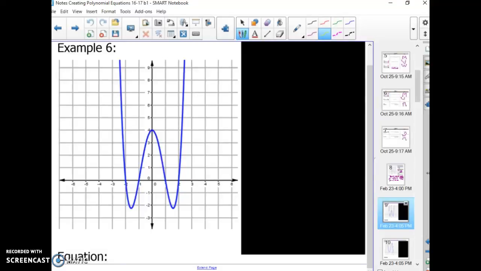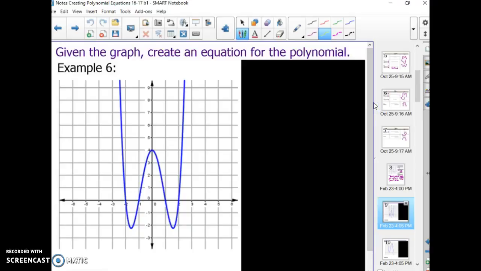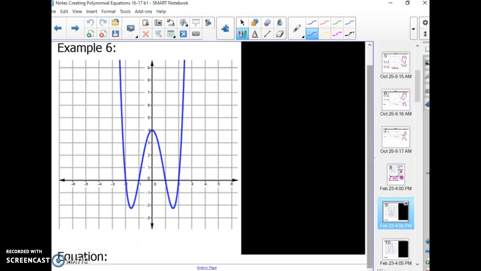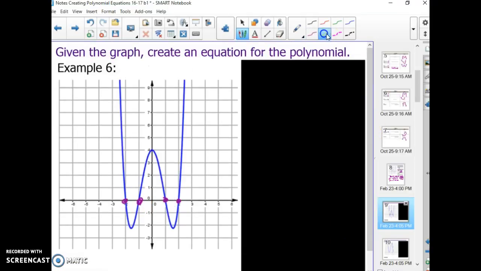Okay, create an equation for the graph. So if I'm creating an equation for the graph, guys, I need to go identify my zeros. So I have a zero here, here, here, and here. So I'm going to come over here, I'm going to write those.